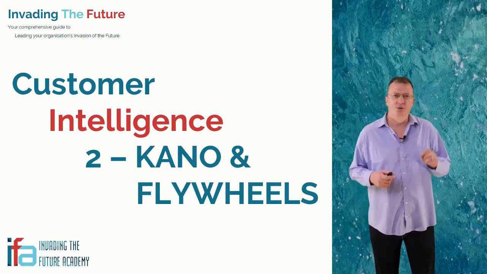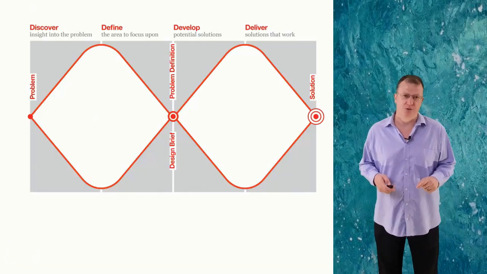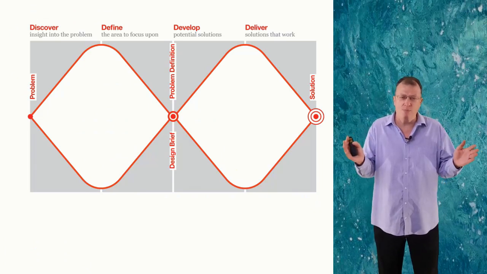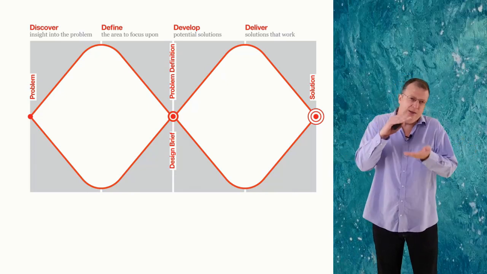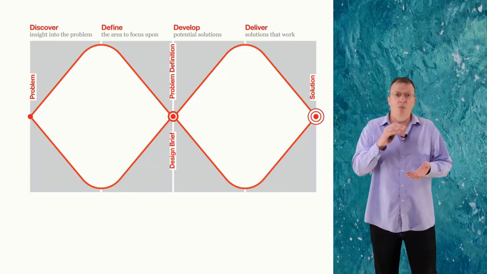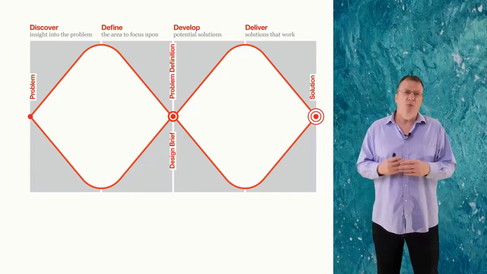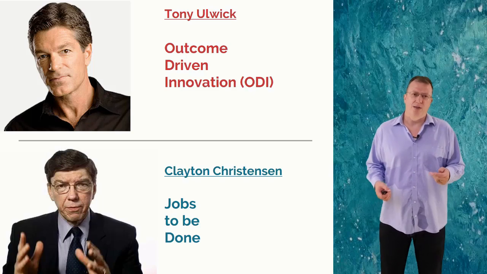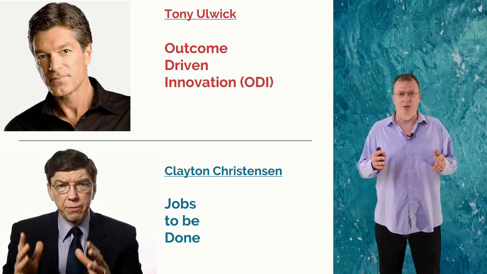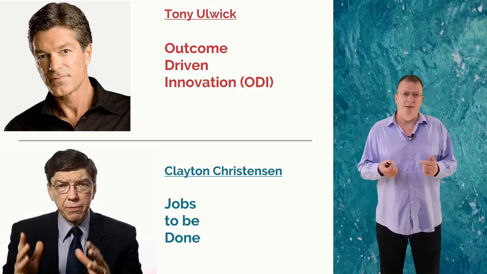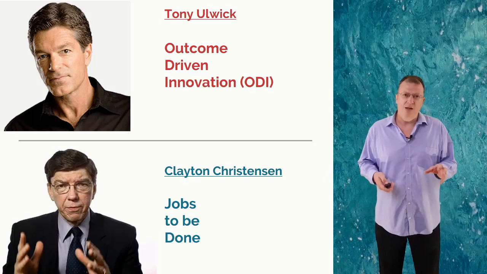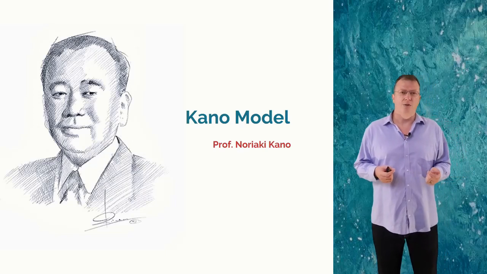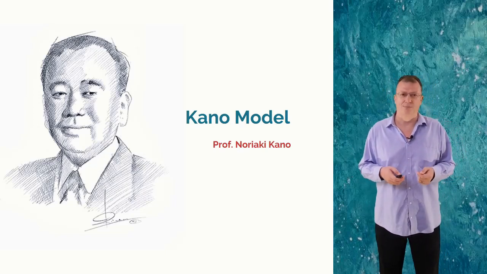Now let's look at the next tools and techniques for gathering customer intelligence. We're busy with the UK Design Council's Double Diamond, exploring the problem space that customers are experiencing and trying to find a couple of well-defined problem definitions which we can then explore to find solutions for customers. The first one we looked at was outcome-driven innovation, or jobs to be done, by Tony Ulwick and Clayton Christensen. Excellent method, and the one we're going to look at now is Kano modeling by Professor Noriaki Kano.